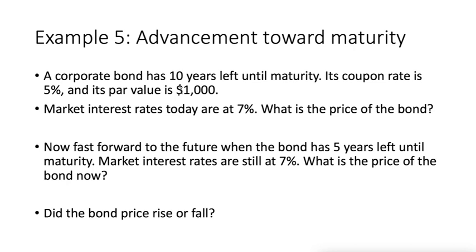But you also have the reverse scenario where the price of the bond could have been trading at a premium above par value. In that case, as the bond advances toward maturity, the price falls until it hits 1,000 at the end of the life of the bond.